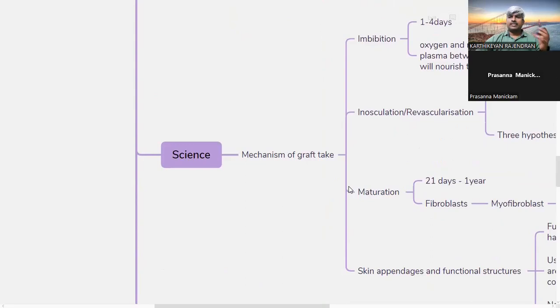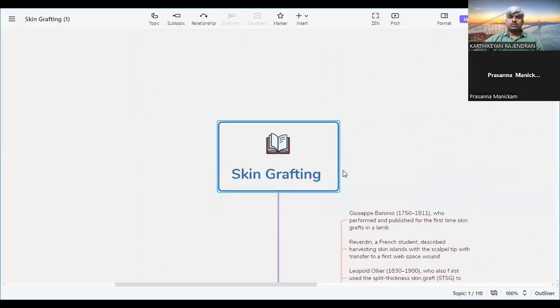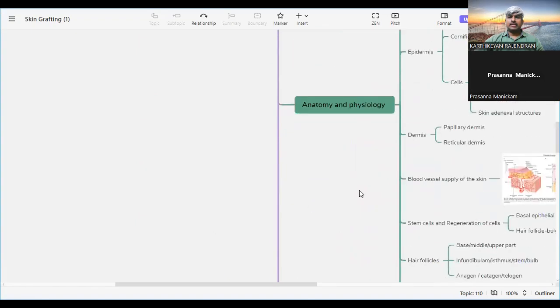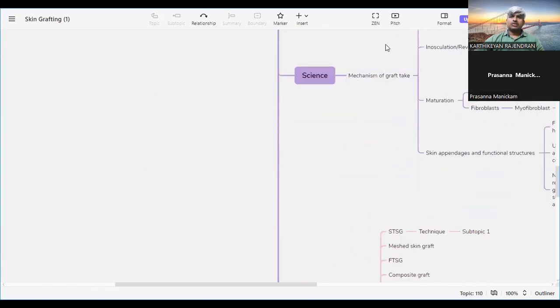Now, today we will discuss how the graft is taken up. That is the mechanism of graft take. Okay. So, coming to the graft take.